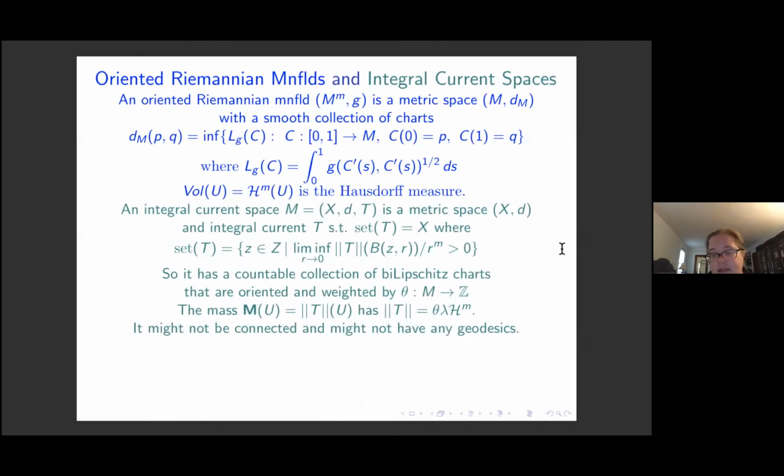It might not be connected, and it might not have any geodesics. So this is not the formula for the distance anymore inside an integral current space. Its boundary is defined this way.